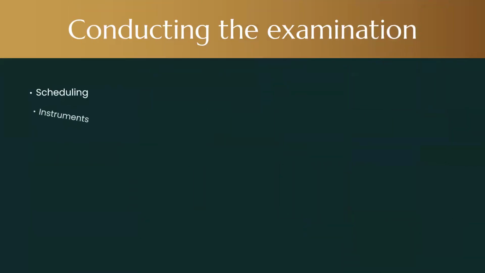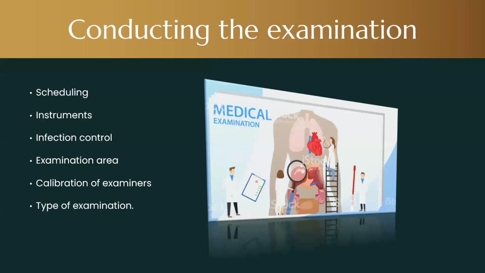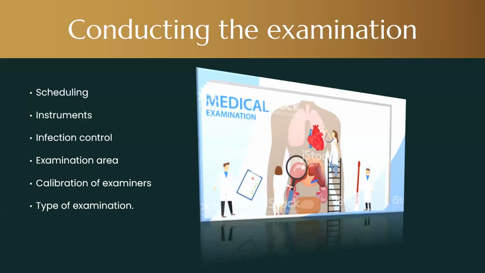Next step is conducting the examination. Before conducting the examination, the investigator has to schedule the examination timing, arrange the instruments, prepare the infection control methods, and find out the examination area. He should calibrate the examiners and should confirm the type of examination which he is going to do.